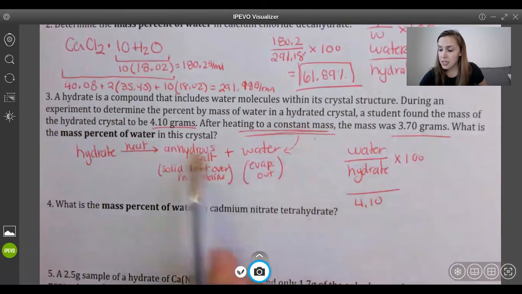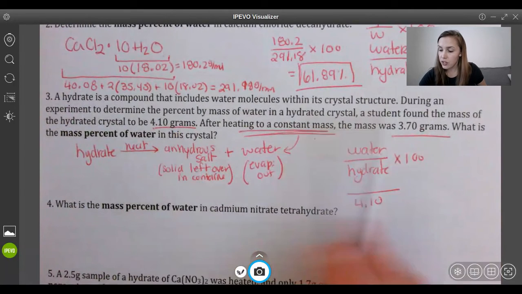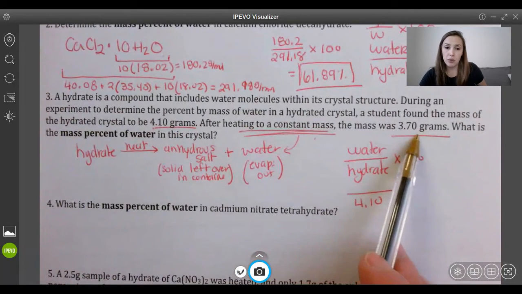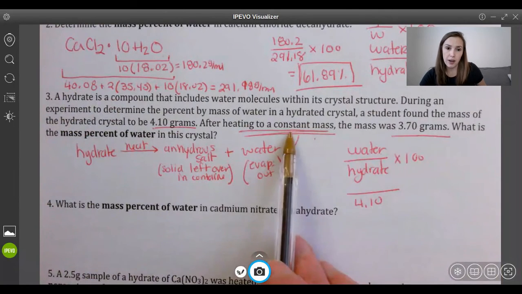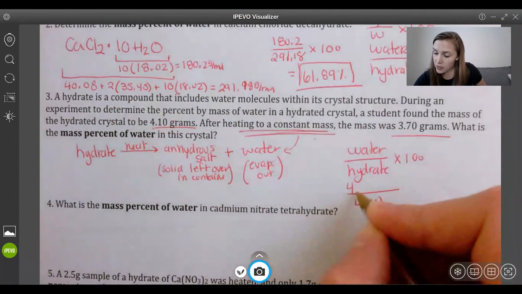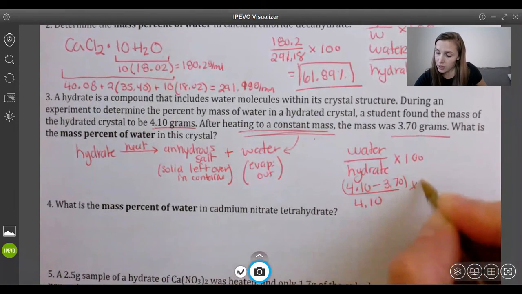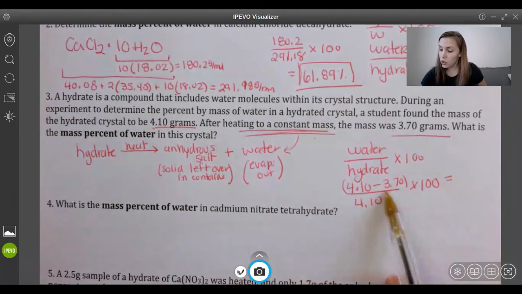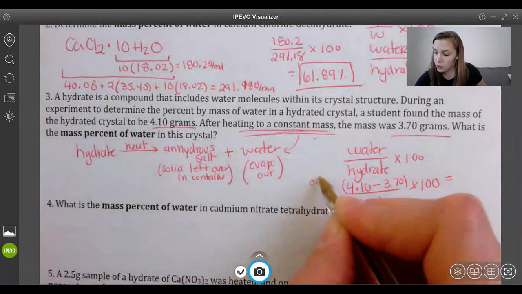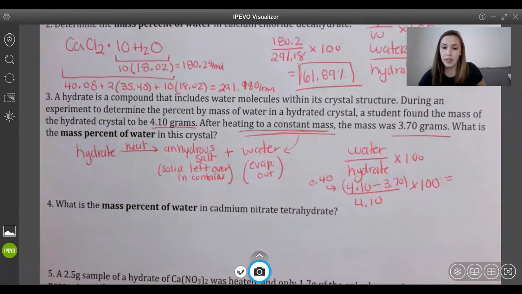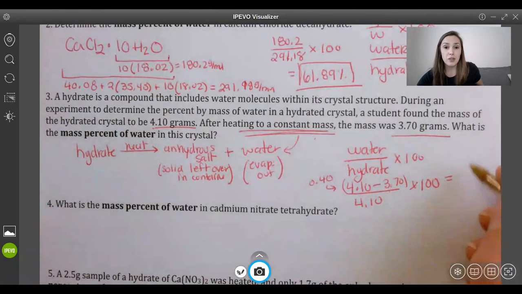The water is going to be the difference between the starting hydrate and the mass that we were left with after we heated it to a constant mass. So I'm going to write this down as 4.10 minus 3.70 times 100. Okay, you could also simply write that and actually do the subtraction. Just make sure you plug in the 0.40 so that you're showing that you did your subtraction according to sig fig rules. And then at the very end, we're going to get a percentage.